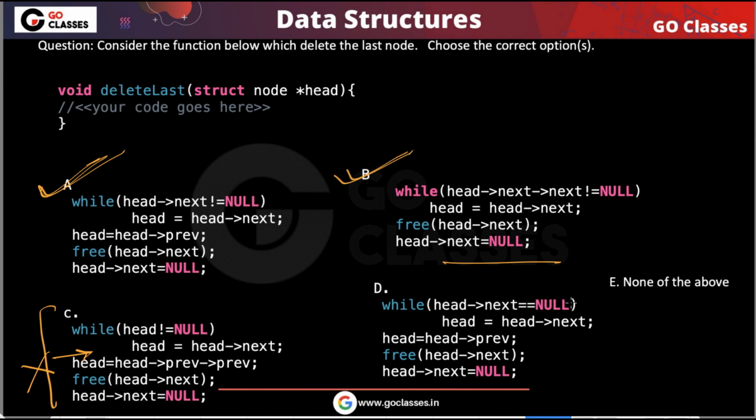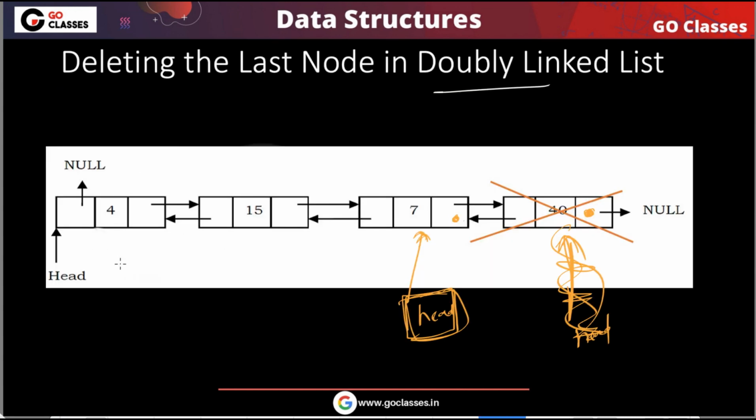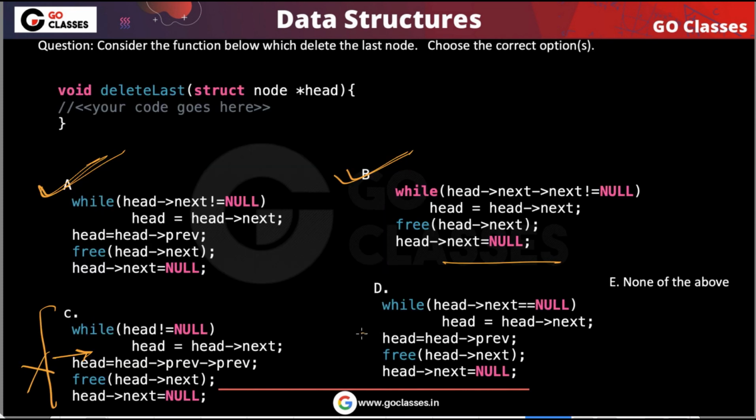What about option D? In option D, they are saying while head next equal null, so this condition will be false in the first check itself. Head is currently pointing here, head next equal null? No, it is not equal null, so it will not even enter the while loop, and this is not making any sense. This is just the first node, head is pointing to the first thing and not even pointing to the last thing. That is why D is also a wrong option. So A and B are correct options in this case. I hope you got it. That's very simple if you analyze the things carefully.